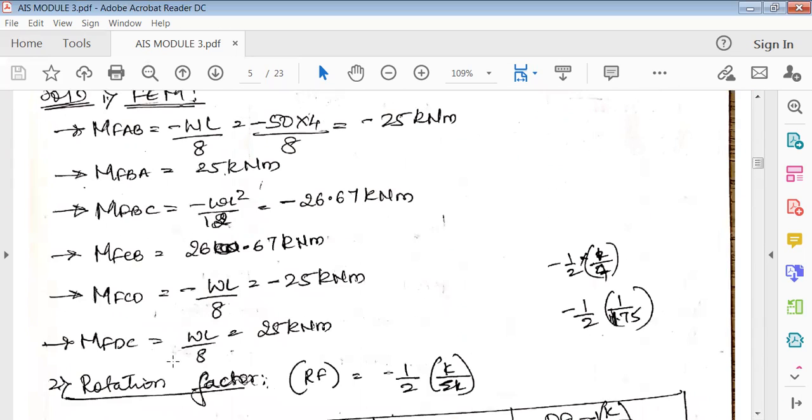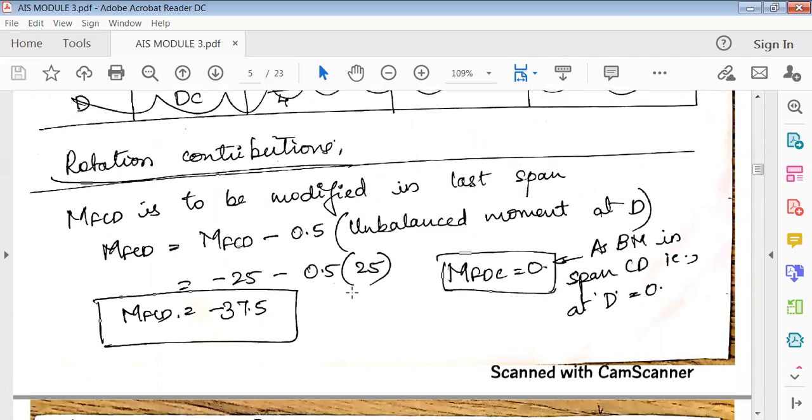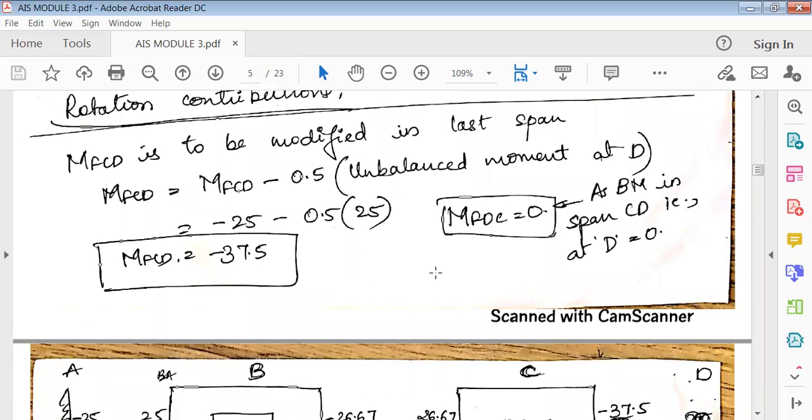So this moment we've already calculated here, that is plus 25. So that's why it is minus 25 minus 0.5 times the unbalanced moment at D, exactly at point D. Now why we need to do this is because we know that the moment at the simple support is always 0. So in order to make it 0, whatever moment is existing at joint B, half of that should be transferred to joint C. So this is like the carryover moments. Half of this gets carried over.